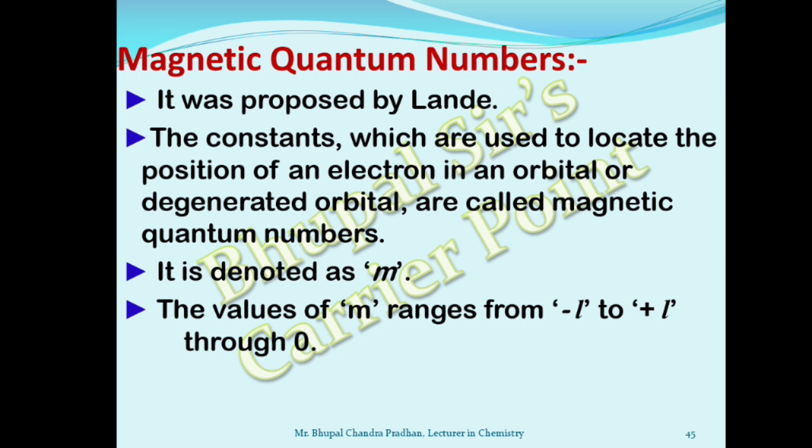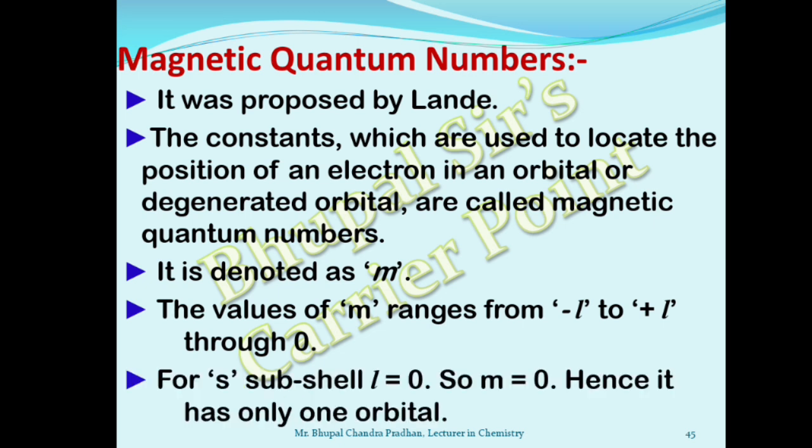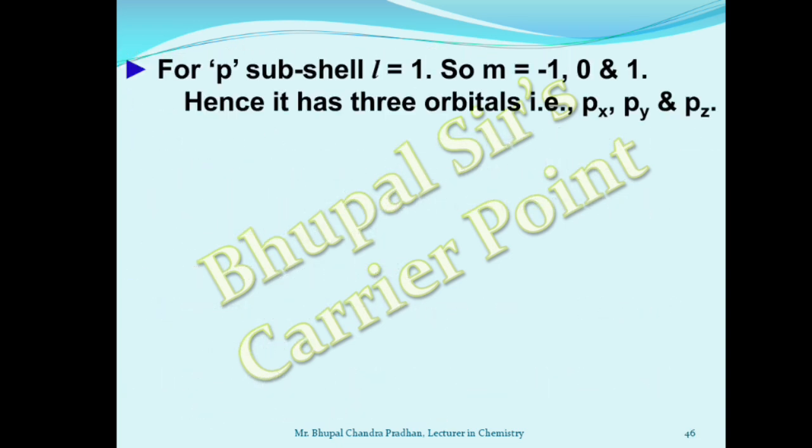The values of m range from minus l to plus l through 0. For s subshell, l is equal to 0. m is also equal to 0. Hence, it is only one orbital. For p subshell, l is equal to 1. So, m is equal to minus 1, 0 and 1. Hence, it is 3 orbitals, that is px, py and pz.